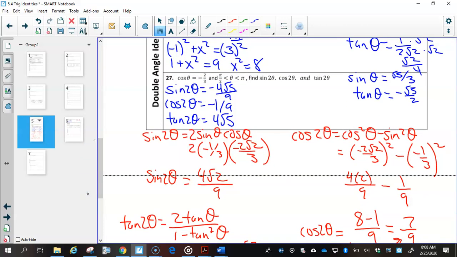Alright, check your answers. For 27, I have the double angles over here. I have just the sine theta and the tangent theta on the right side. Oh my gosh, you did it right. Okay, next. Do we have questions on 27?